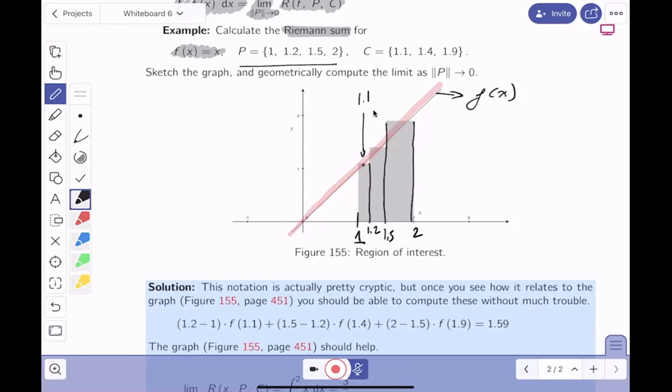That's a sample point. Now they took a sample point between 1.2 and 1.5, and they said 1.4. Then they took a sample point between 1.5 and 2, and what do they say? It's 1.9. Now what are they going to do? They're going to take the area of each one of these rectangles and add them together. Let's do it. How many rectangles are there? 1, 2, 3. Let's write it down.